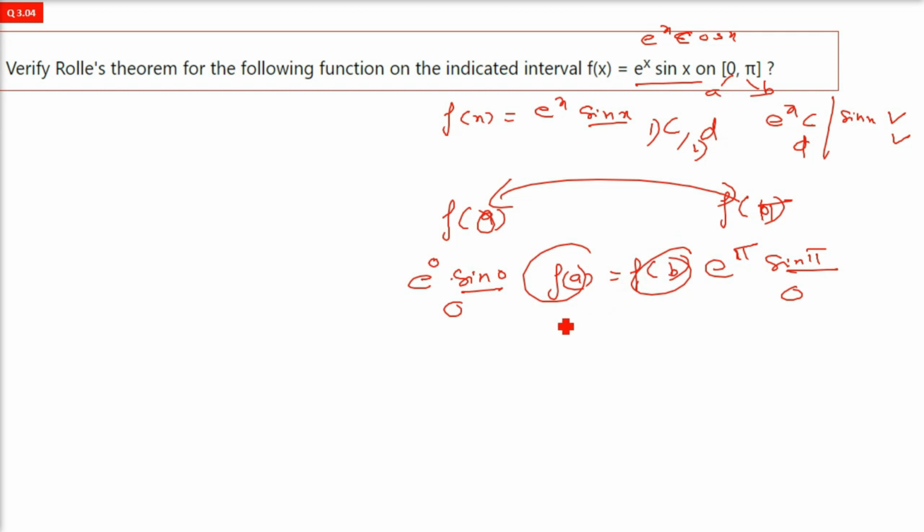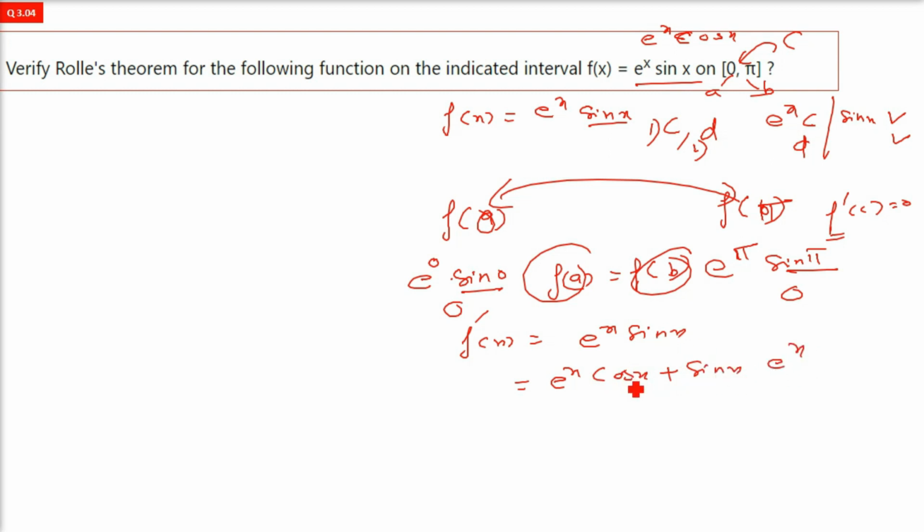Now the final thing for us to show is that the differentiation of this function should give the value 0 at some point, and that value which gives the derivative as 0 should lie between 0 and pi. So e to the power x sin x, I am going to differentiate it, applying the product rule. So e raised x cos x plus sin x e to the power x. Now take e raised x outside: e^x (sin x plus cos x). Now put it at 0. e has a proper numerical value, so you can just go with sin x plus cos x as 0.